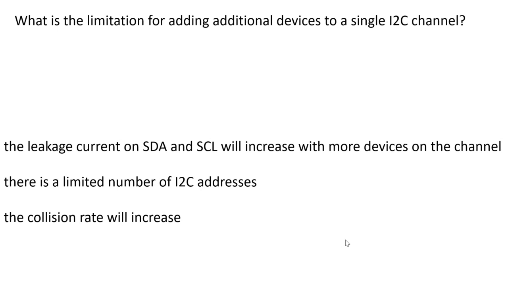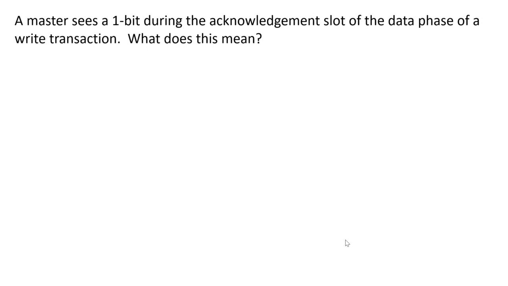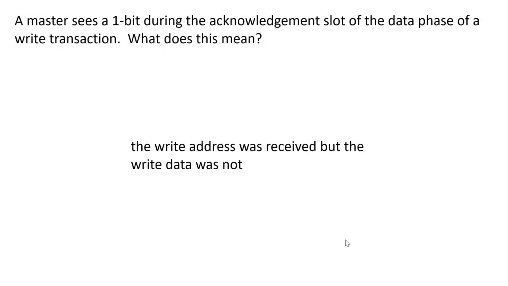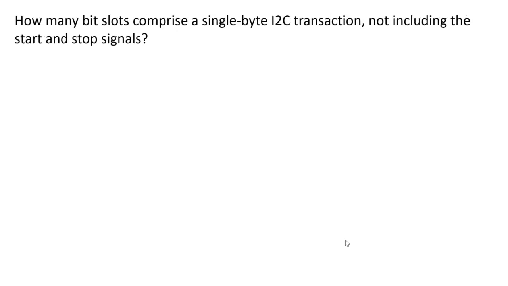And the collision rate will possibly increase too if you have a bunch of devices sharing the bus, because it's a multi-master bus. Okay, master sees a 1-bit during the acknowledgement slot of the data phase. What does this mean? Well, this depends on the peripheral, but given the options that I gave you, if you get to the data phase, it must mean that the address phase went through without a hitch. So the right address was received, but the data was not acknowledged. If the address was nacked, we would have never got to the data phase, presumably. We would have aborted.